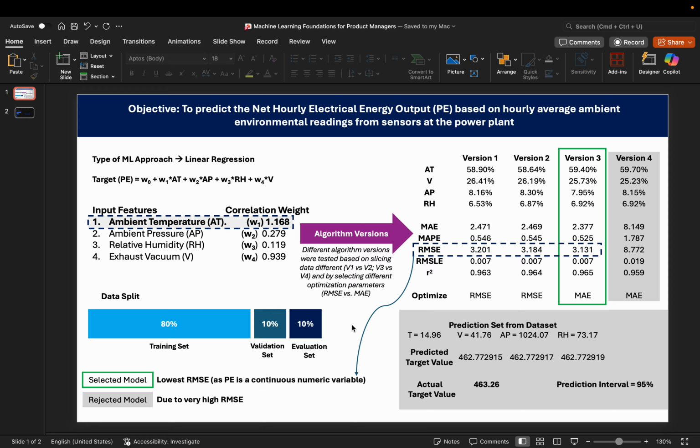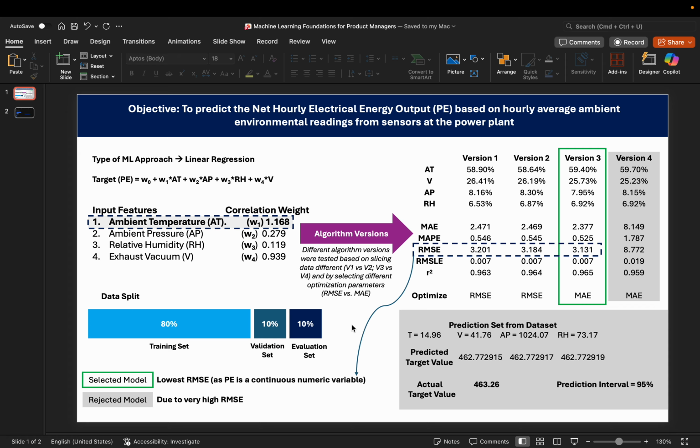The combined cycle power plant uses a combination of gas turbines, steam engines, and heat recovery steam generators to generate power. The data set that we had a little over 9,500 observations of hourly average ambient environmental readings from sensors across four input features: ambient temperature, ambient pressure, relative humidity, and exhaust vacuum. Our objective was to predict the net hourly electrical energy output, which is a continuous numeric variable, based on the hourly average ambient environmental readings from the sensors at the power plant.